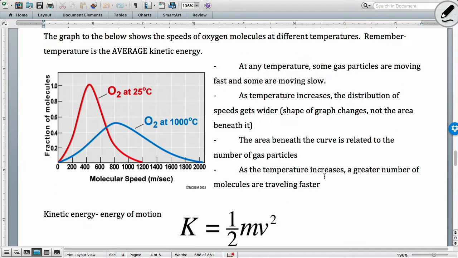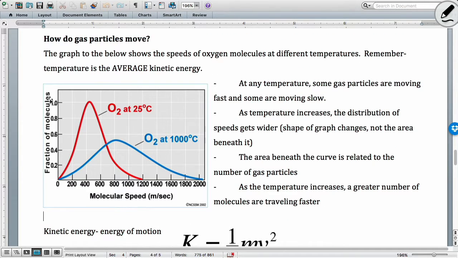Couple things, and here's a graph of fraction of molecules versus molecular speed. At any temperature, some gas particles are going to be moving fast, and some are going to be moving slow. It's not just because it's a certain temperature that they're all moving slowly. No, it's an average. Some are moving fast, some are moving slow, just like people in the hallways.